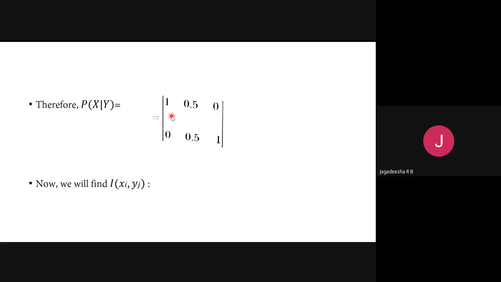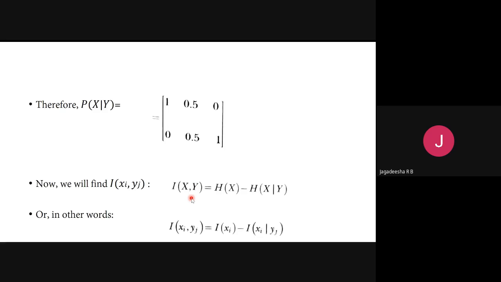Okay. And now we need to find the mutual information between X and Y for some specific cases. This is what is given in the question: I of 1, 1 or 0, 0, all those. We have the general equation here for mutual information between X and Y. What is that? That is equal to the entropy of X minus the conditional entropy of X. But we are not interested in finding the entire mutual information. We are interested in specific cases, as asked in the question.